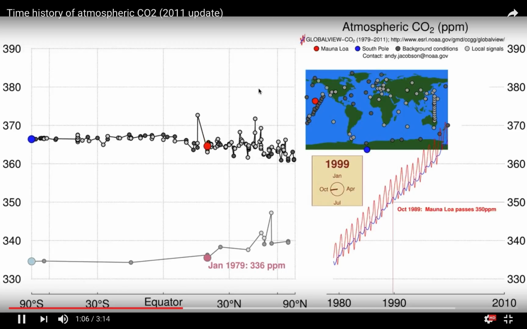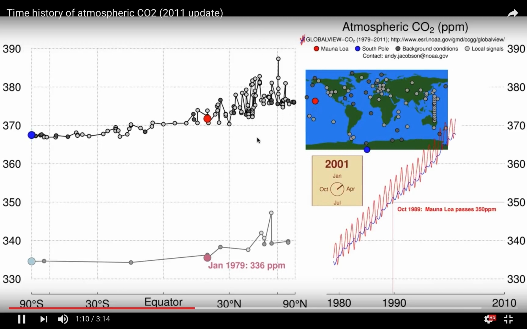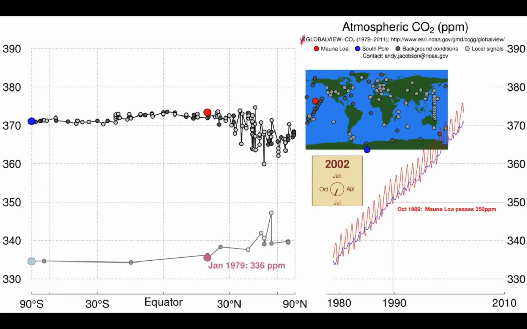Now you do see some large deviations in certain spots in the northern hemisphere. That's most likely to do with either some kind of deforestation, biomass burning, or even city effects.